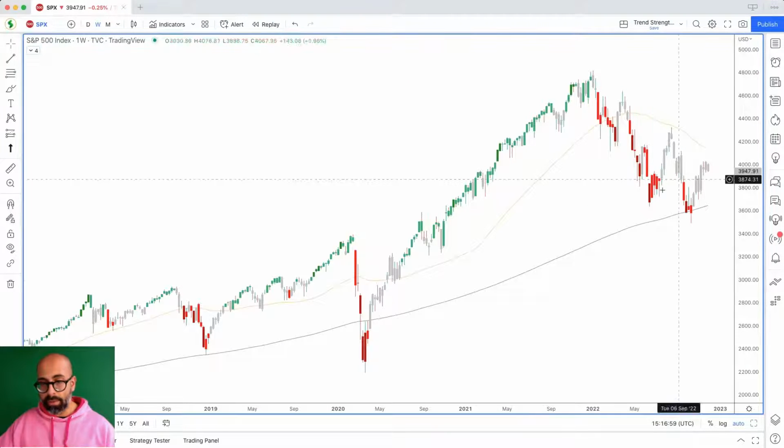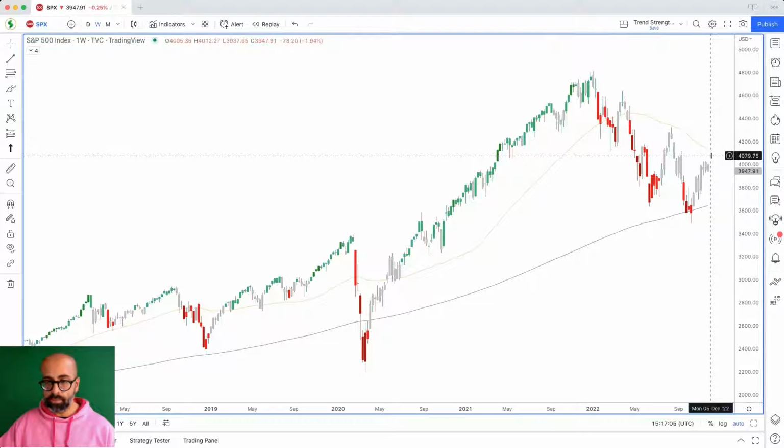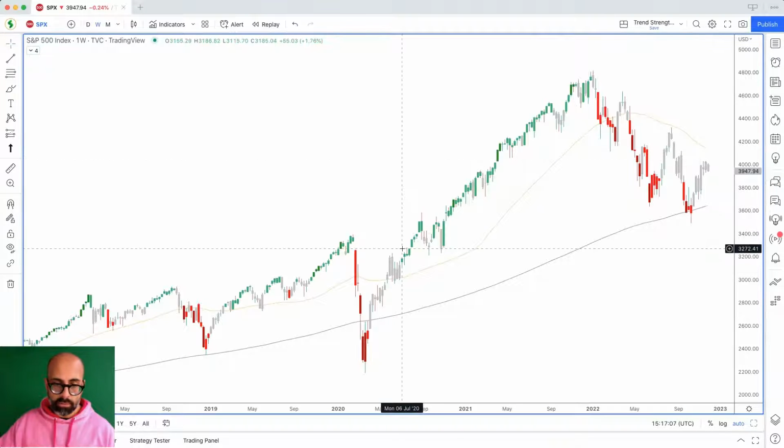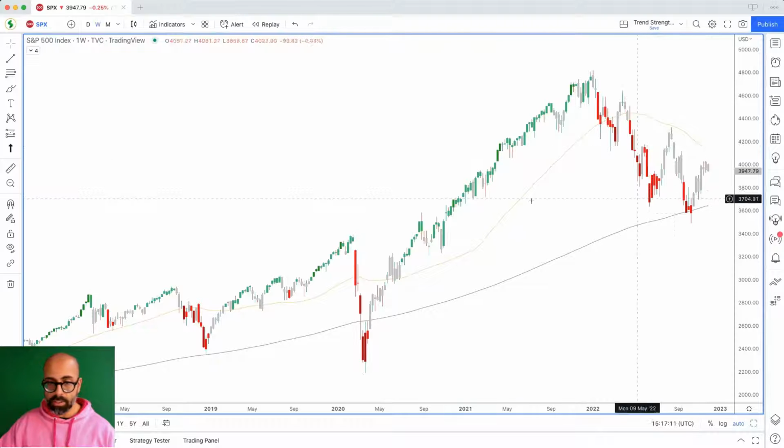Now, on the weekly time frame, what I have is the black line, which is the 200 simple moving average, and the orange line, which is the 50 simple moving average. And I have a trend filter as well. If you notice that there's green bars, red bars, and gray bars. So when the trend is bullish, the trend filter is green.